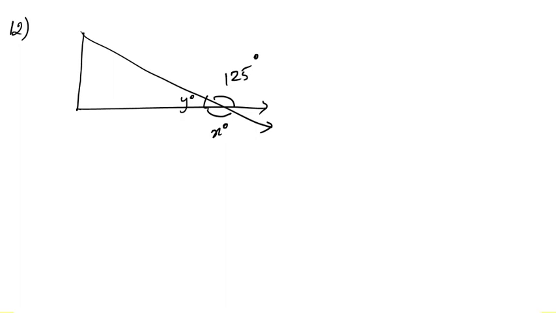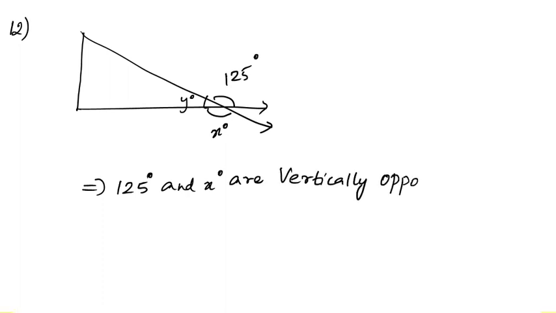12th question, using the figure, answer the following question. First question, what is the measure of angle x degree? And second question, what is the measure of angle y degree? So if you look at the figure, the angle 125 degree and x degree are vertically opposite angle. So if they are vertically opposite angles, their values are same. Therefore, x degree value is equal to 125 degree.